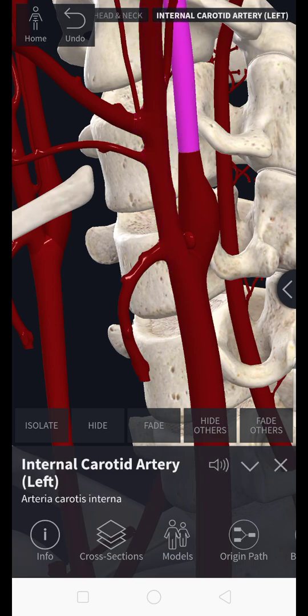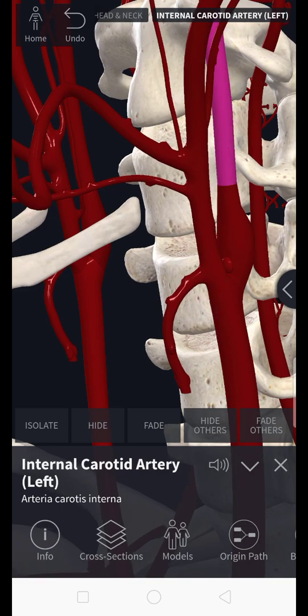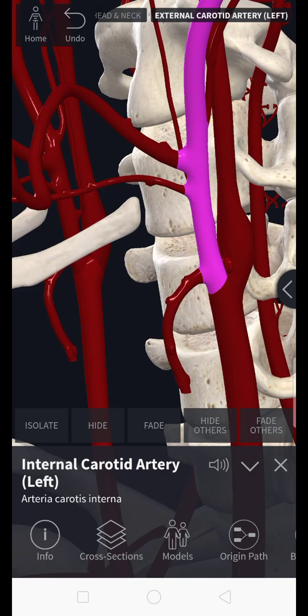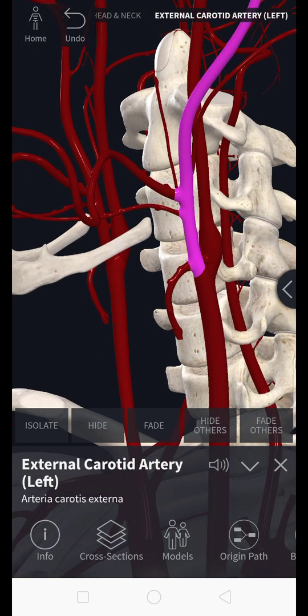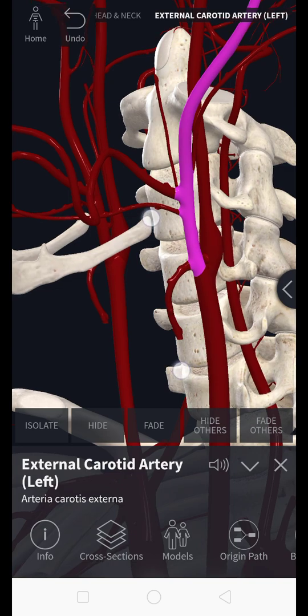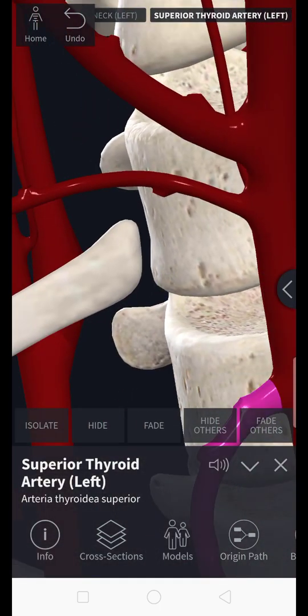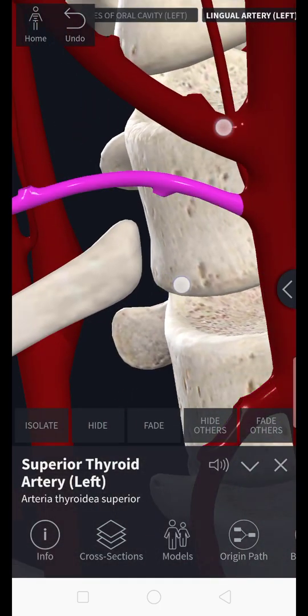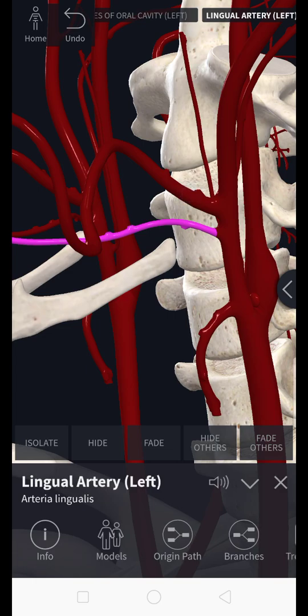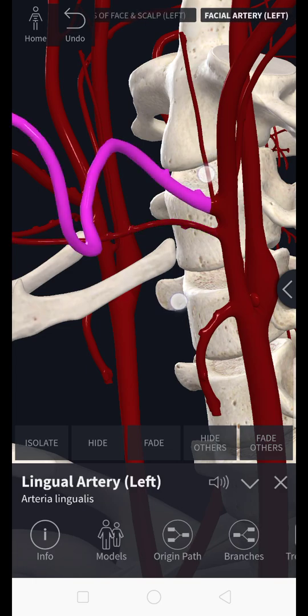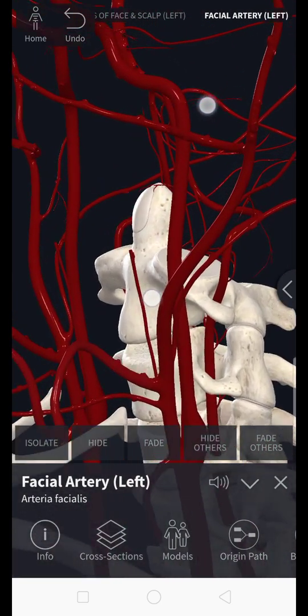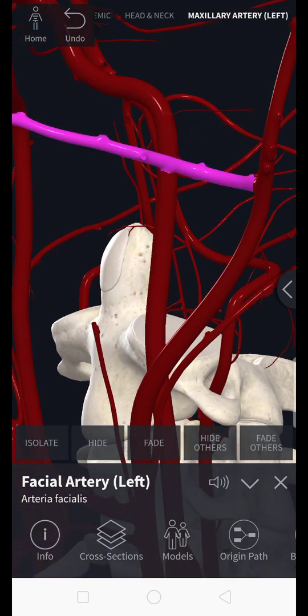Okay. Now we'll see the external carotid artery. This is the external carotid artery and it has 8 branches. Anteriorly it has 4 branches. Now we'll see the 4 branches. This is the superior thyroid artery. This is the lingual artery. This is the facial artery. And this is the maxillary artery.